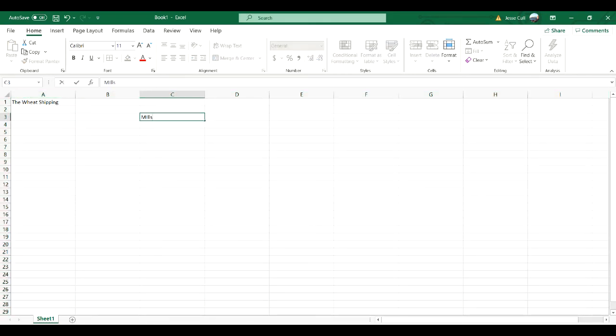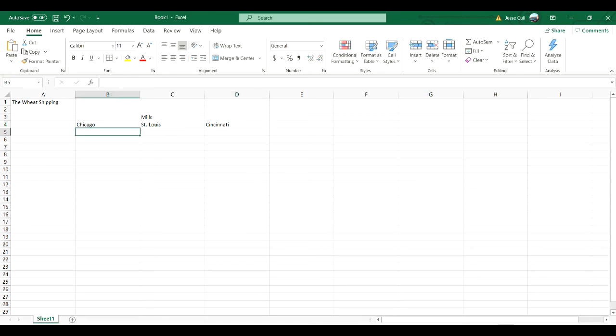So we start here, but what we're going to do this time is go over here and write mills. If you remember from the problem, we had 3 mills: Chicago, St. Louis, and Cincinnati. Over here, we're going to write in grain elevators. And we've got Kansas City, Omaha, and Des Moines.